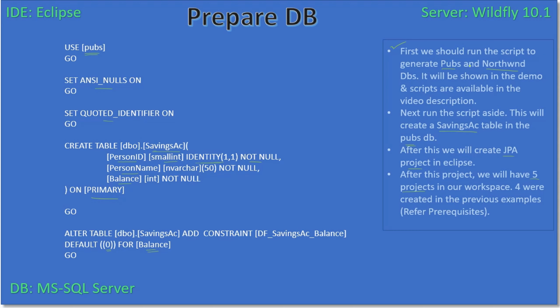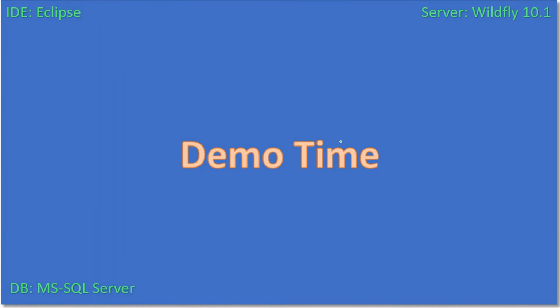First, we will create pubs and NorthWnd database. Next, we will run this script, and we will create the table. After that, we will create a JPA project in the Eclipse IDE. Now it's demo time. We will go to the demo.